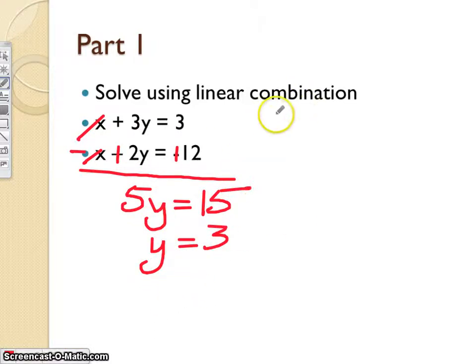Now we just need to substitute back. I'll pick the top one. Instead of y, I'm going to write 3.